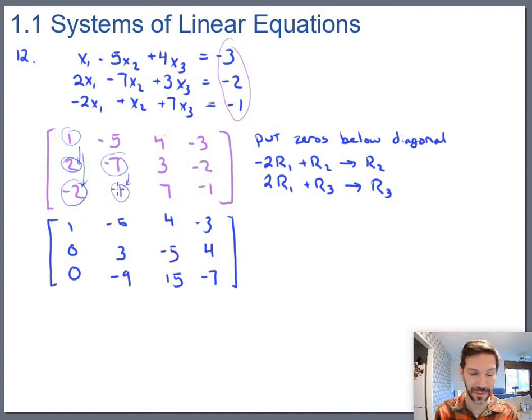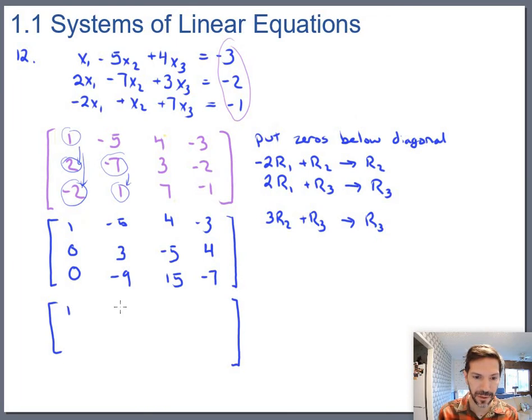My next step is to put a 0 right here. So looking at the matrix as it currently exists, it looks like 3 of the second row added to the third row. We'll do that. So now we're going to say 3 of row 2 added to row 3 will become our new row 3. So I'm going to write a new version of the matrix here. Row 1 is not changing. Row 2 is not changing. I'm going 0, 3, negative 5, and 4. What's changing is row 3. So I'm adding 3 of the second row to the third row.